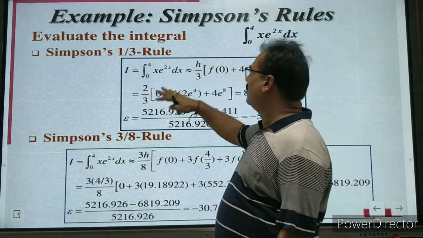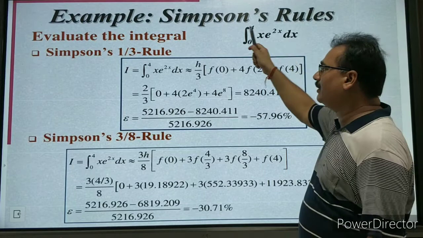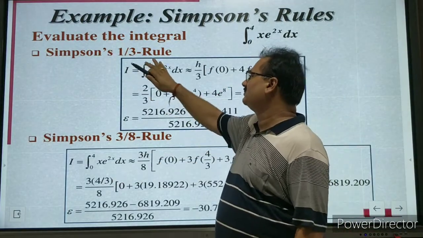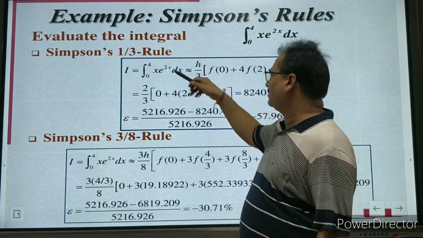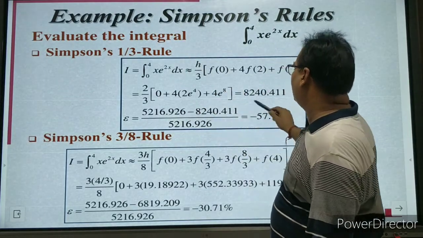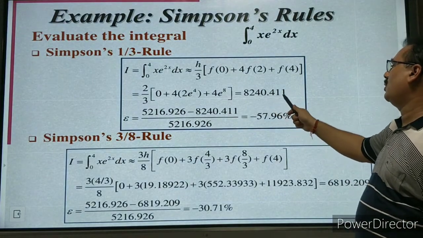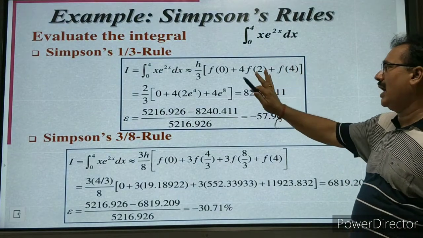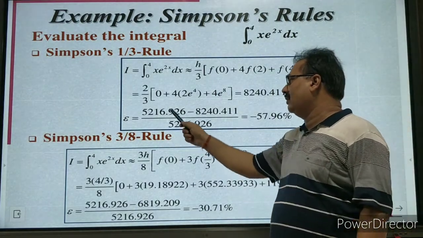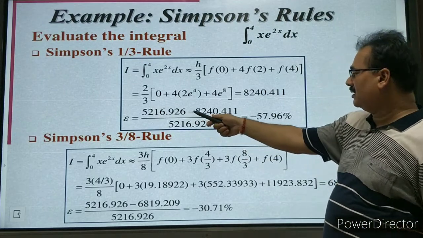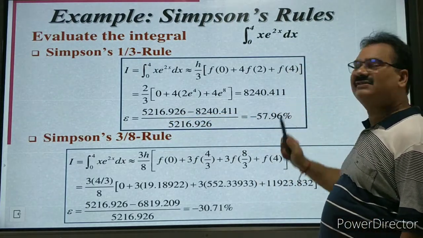Now similarly you can go to other integrals. Let us suppose this integral from 0 to 4, x equal to 8 dx, and you want to integrate with the help of Simpson's 1/3 and Simpson's 3 by 8. For the same problem, you can check and evaluate as per your choice, and here you will get 8240.411, the value of I. Similarly, you can calculate the absolute error, that is minus 57.96%.